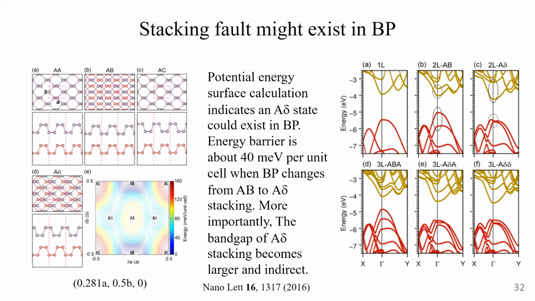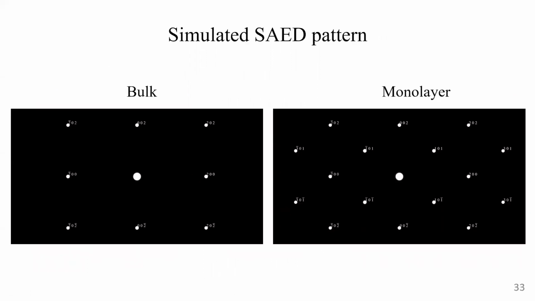Based on this calculation, we did the selected area electron diffraction simulation. For bulk, we can only see the 002 or 200 peak. That is what we have observed from the experiment, from the spot 1. But for monolayer, we can see some 101 plane. This is also in agreement with the literature.